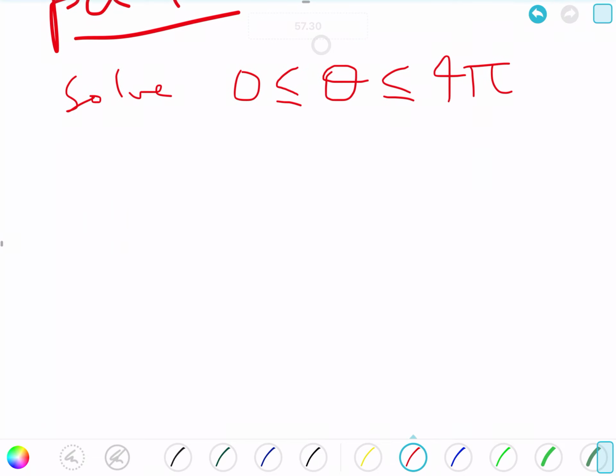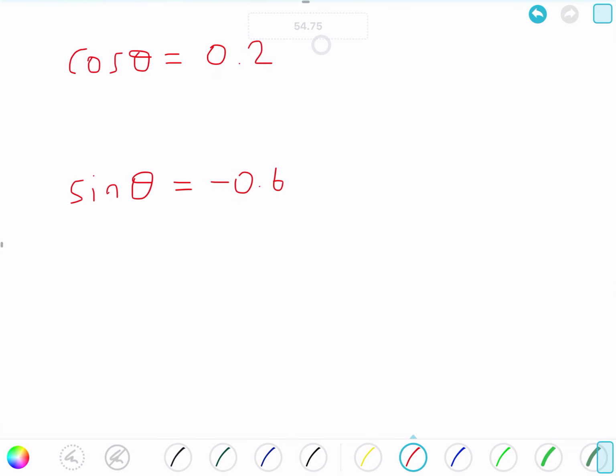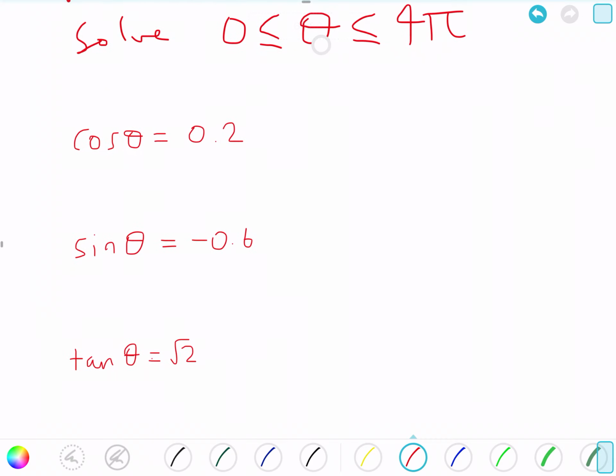And we're going to do sine, well, let's start with cos theta equals 0.2, then we'll do a weird sine one, equals minus 0.6, and then we'll do tan. Let's make it root 2. Okay, so cos theta is 0.2.